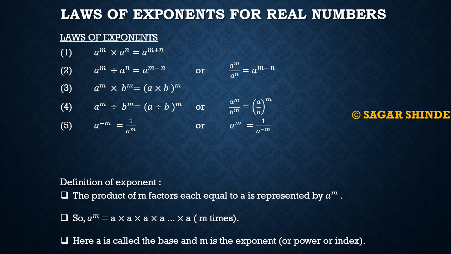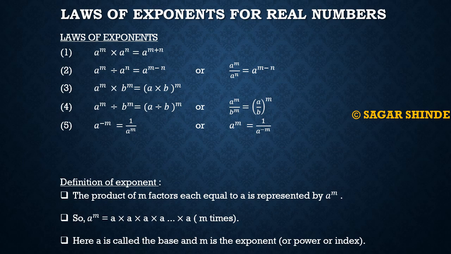Similarly, if you have given positive exponent, that is a raised to m, and if you want to convert it in the form of a negative exponent, then that can be also done in the same way. So a raised to plus m can be written as 1 upon a raised to minus m. So this is the fifth law of the exponent.